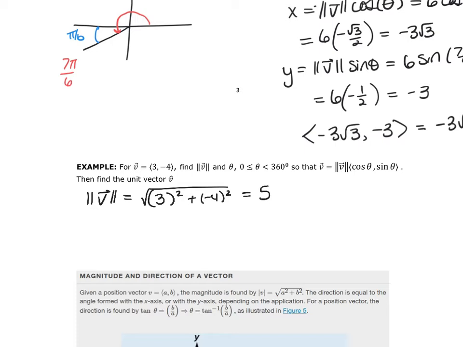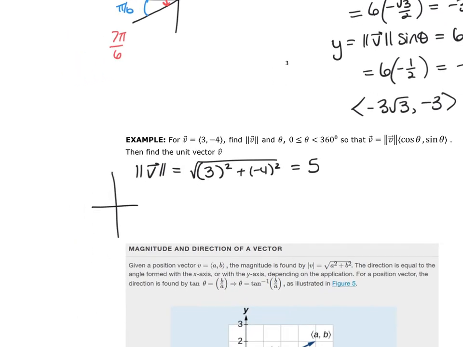I need to figure out what the angle is that is being made. Now this is not going to be on the unit circle. So I'm in quadrant number 4, and I know that because I have a positive 3 and a negative 4. So this is where the vector ends. The angle I want is this angle, or I can use this angle.